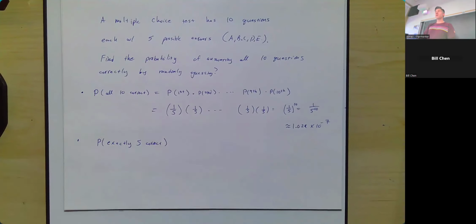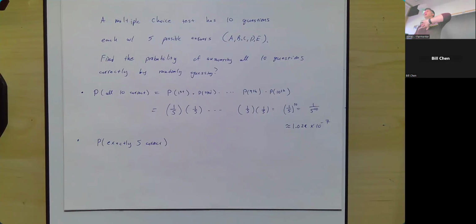Okay, so the probability of getting 5 correct would be 1/5 times 1/5 times 1/5 times 1/5 times 1/5. What about the other 5 that we get wrong? What's the probability of getting 1 wrong? 4/5 times 4/5 times 4/5 times 4/5 times 4/5.